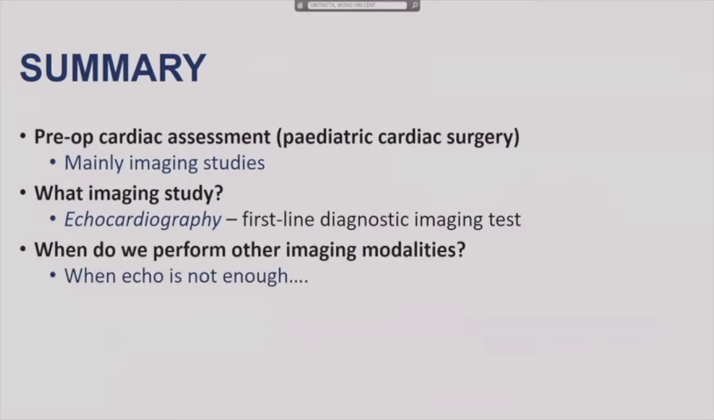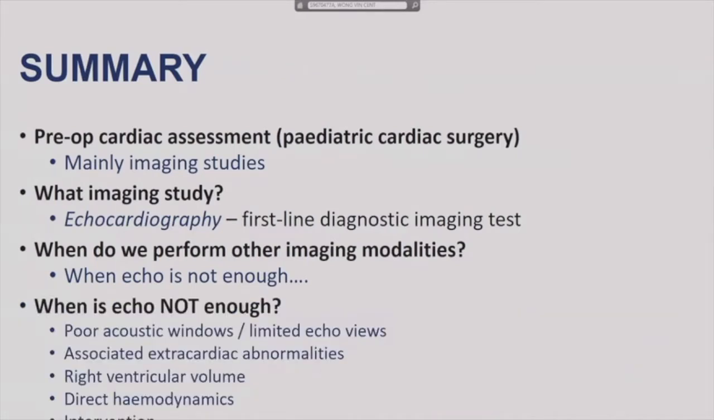But when do we perform other imaging modalities? Meaning, when echo is not enough. But when is echo not enough? When the acoustic window is poor, with limited echo views, the extracardiac abnormalities we need to assess, if we need to measure right ventricular volume, if we need direct hemodynamic assessment, or if we need intervention to be performed at the same time, that's when we move on to other modalities of assessment.